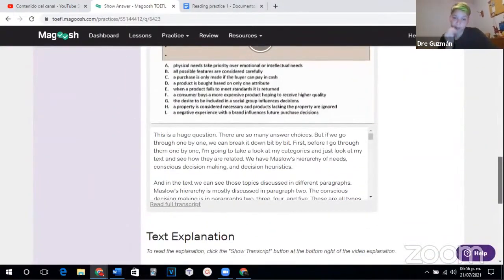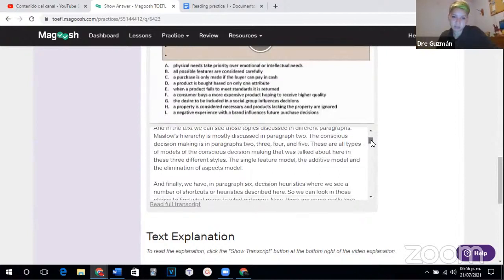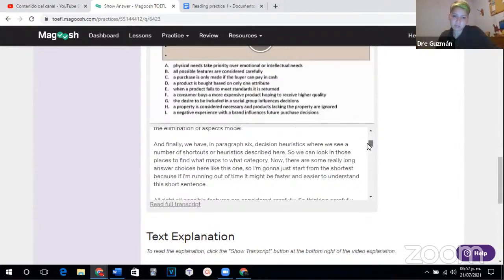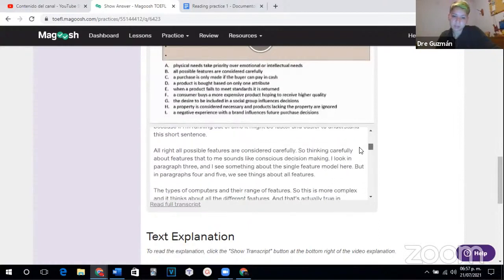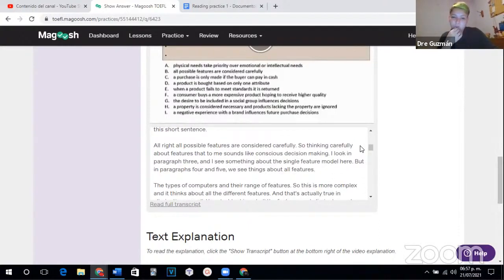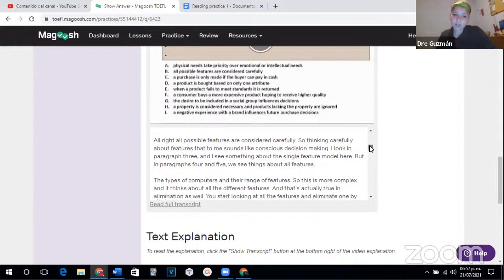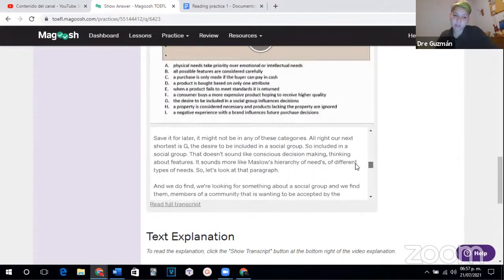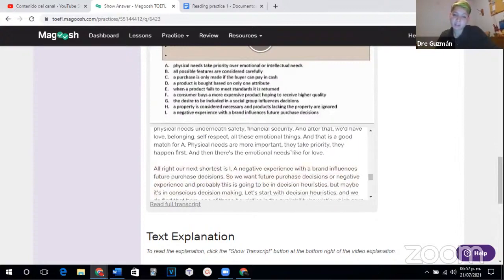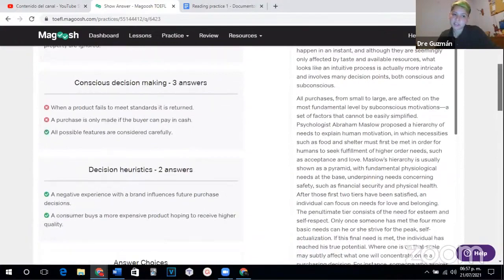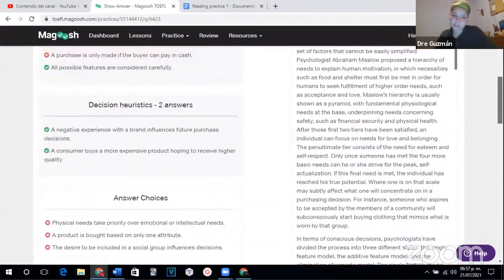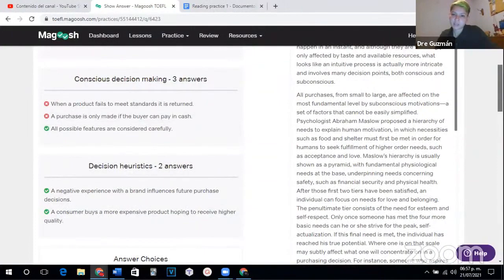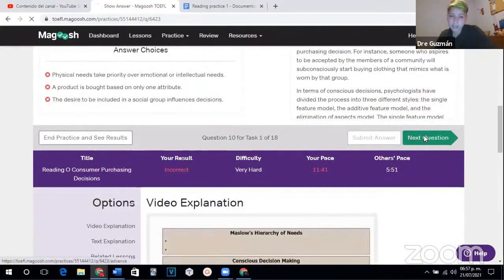Okay, this is a huge question. So there are many choices, but if we go through them one by one, we can break it down a bit. We went through them one by one. Let's read the explanation. I'm gonna send you guys this explanation so you can read it with more detail. But yeah, these are the most tricky type of questions because it's very, very interpretive. So you really have to connect it to the paragraph. So, a ver, ¿cuántos más? Those are the 10 questions.